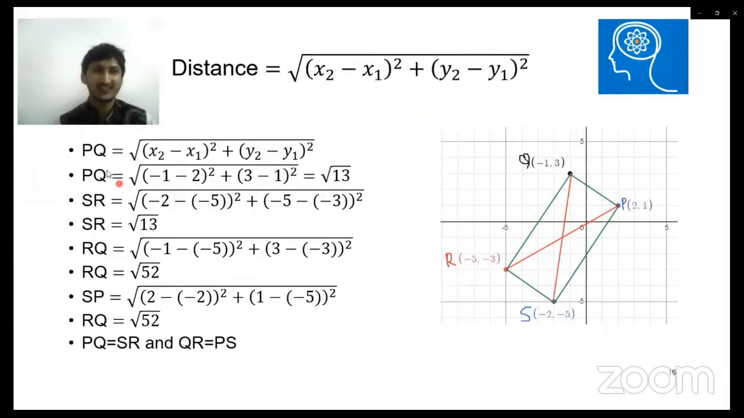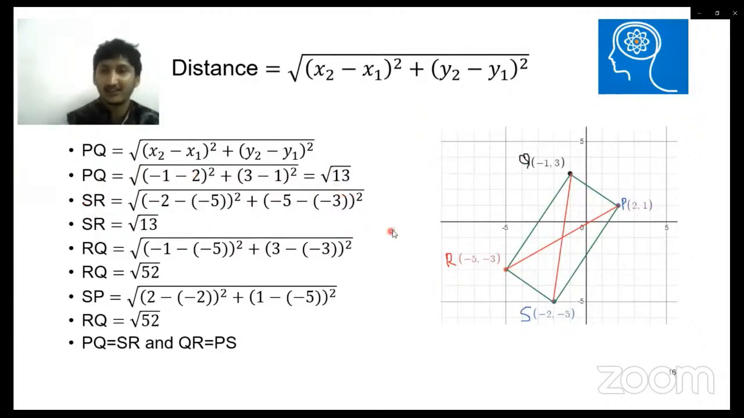So using the distance formula, we will find out the distance between P and Q. By using that, we can find out the length of PQ. So PQ is equal to under root x2 minus x1 whole square plus y2 minus y1 whole square. We know the coordinates of P and Q. The coordinates are (2, -1) and (-1, 3). So PQ is equal to root 13.